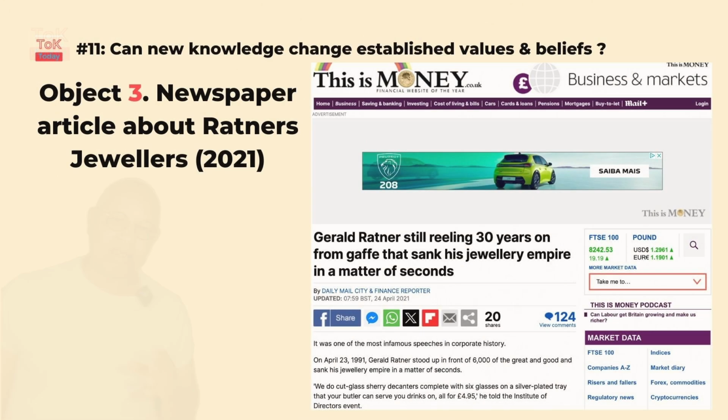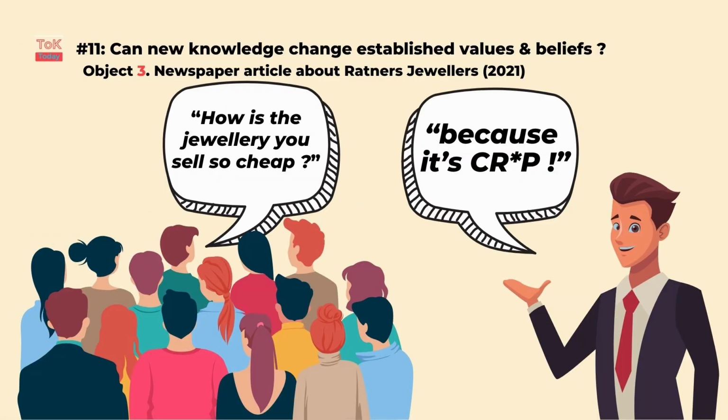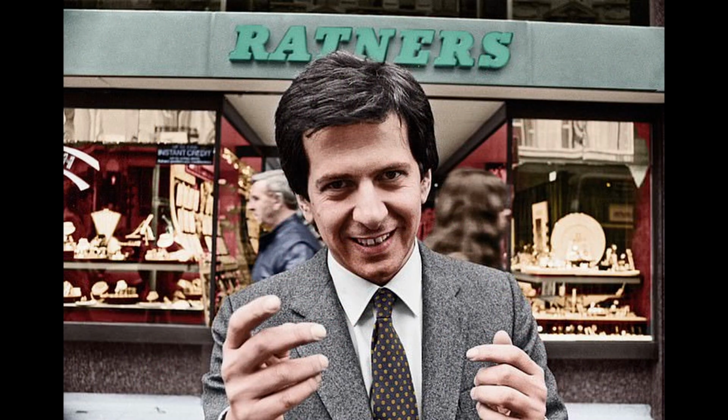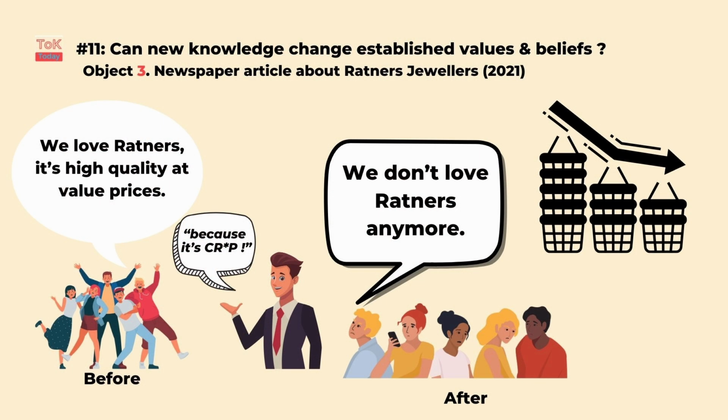Now, Object 3 is a 2021 newspaper article describing an incident in the United Kingdom in 1992 when Gerald Ratner, the owner of Ratner's jewellery shops, described the products that were sold in his shops as crap. At the time, Ratner's jewellers were the most successful jewellery business in the UK, with over 2,500 high street stores. After Gerald Ratner's comments, the business collapsed as consumers deserted the shops.